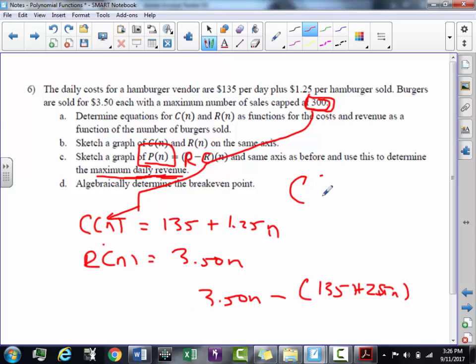Yeah, like you could say C of 300. That's really what I'm looking for, right? Oh, I think I'm really asking you for revenue. So C is cost. Do revenue there.